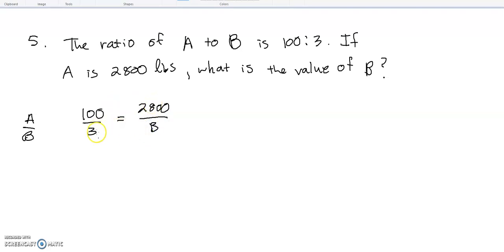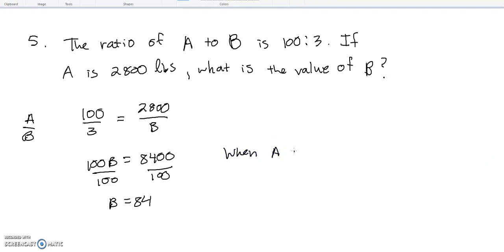Again, we can just cross multiply to solve this. So we get 100b equals 8400. And then divide by 100. So the value of b is 84. We could write a sentence interpreting that if we want. We could say when A is 2,800 pounds, then B is 84 pounds. There's not really any context given here, some type of equivalent forces or something like that. But sometimes if you have different units, you can also use your units to help you set up your proportion in the correct way.